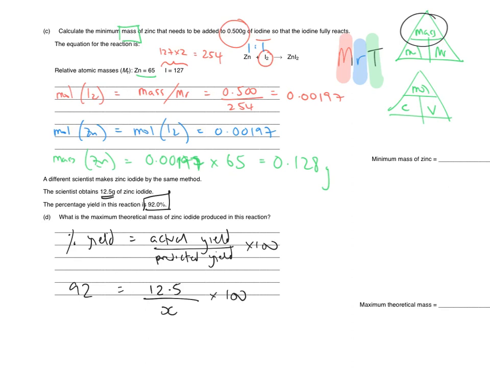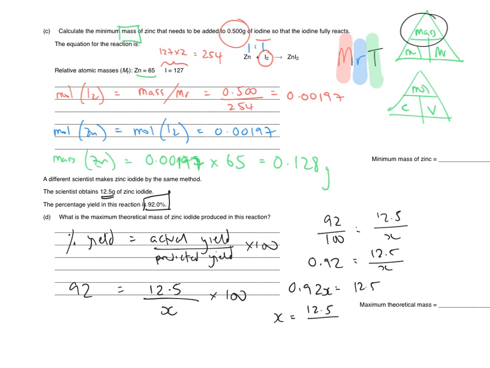So the first thing to do is divide both sides by 100. So 92 divided by 100 equals 12.5 divided by x, which is 0.92 equals 12.5 divided by x. Times both sides by x, so 0.92x equals 12.5, and then to get x by itself, I divide both sides by 0.92, and that gives me 13.6 grams.